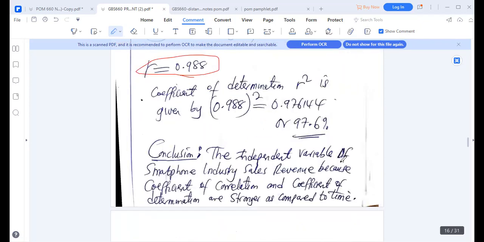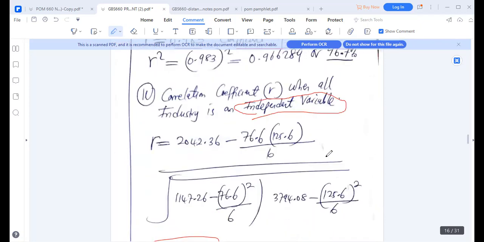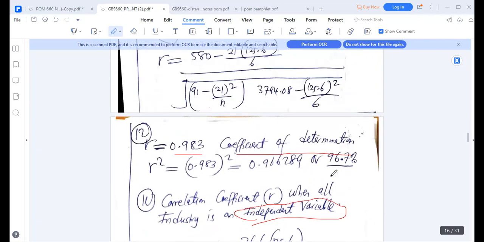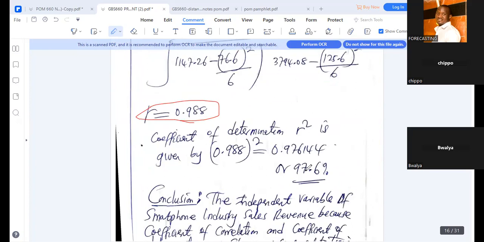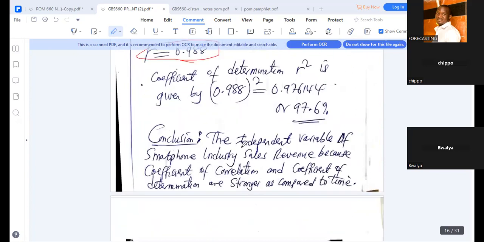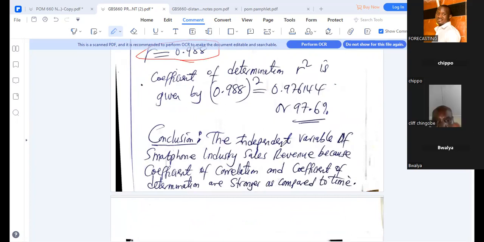So we now get the one to use, the one which has a higher value. You check this one is 96.7, then the other one is 97.6%. So the conclusion on the independent variable for the smartphone industry sales revenue: the independent variable is used in the smartphone industry because the coefficient of correlation and the coefficient of determination are stronger as compared to time.